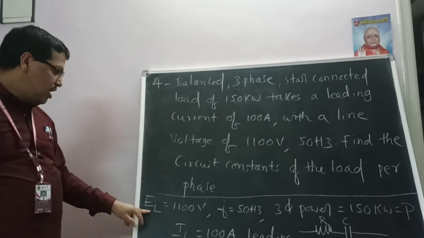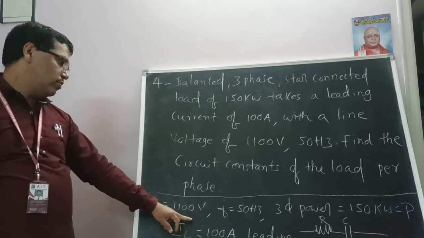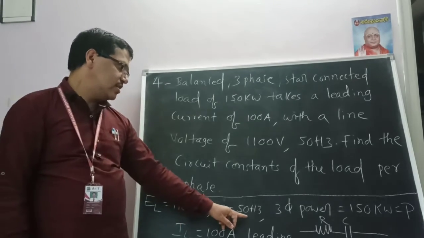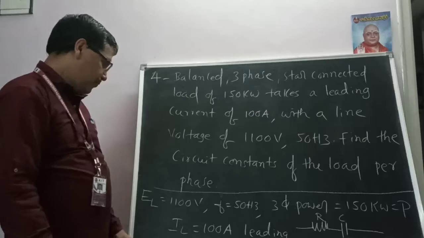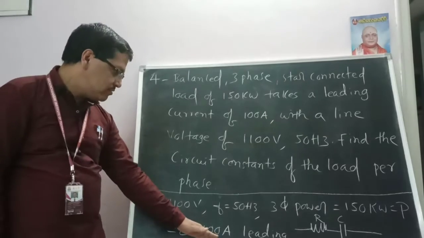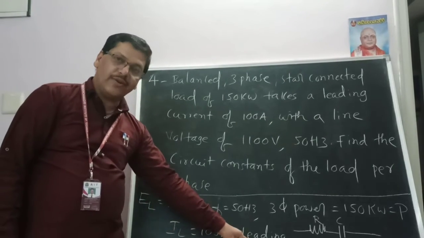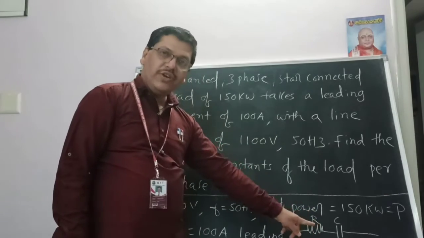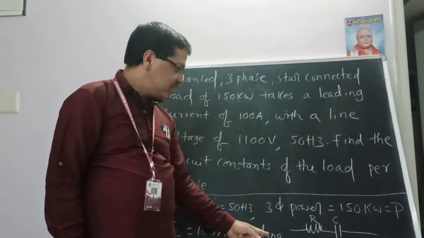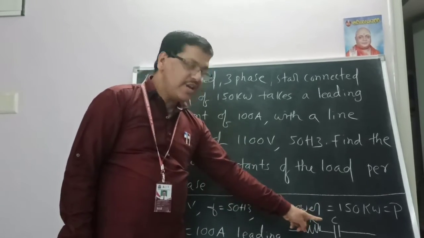Here, given EL is equal to 1100 volts, frequency 50 hertz, and power is given, that is 150 kilowatts. Here IL is equal to 100 amps. The condition given is leading, so it is definitely an RC circuit, and we need to calculate the circuit constants as R and followed by C.